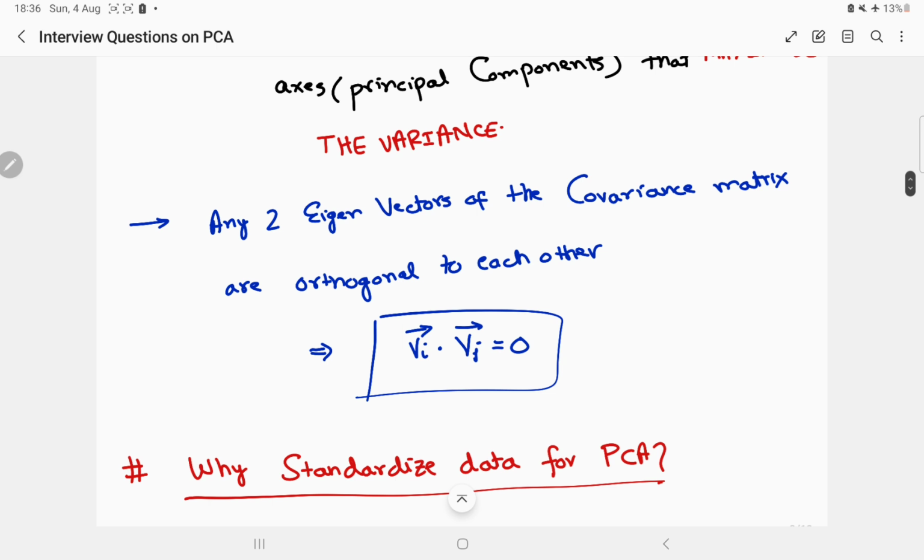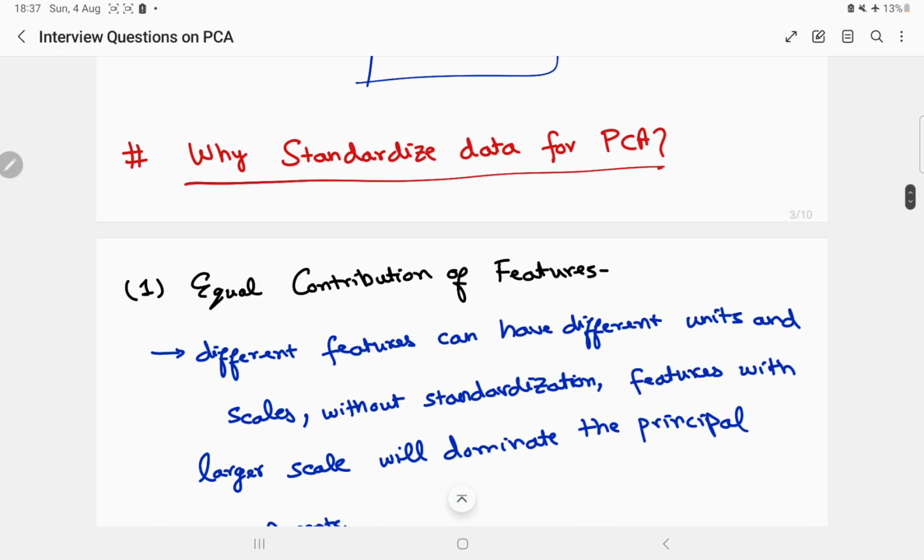And one of the important things to note here is that any two eigenvectors of the covariance matrix are orthogonal to each other. That means that the angle between any two principal components is 90 degrees, or in other words, the dot product between any two eigenvectors is going to be 0. Now, the next important question that might be asked to you is, why standardize your data for PCA in the first place?